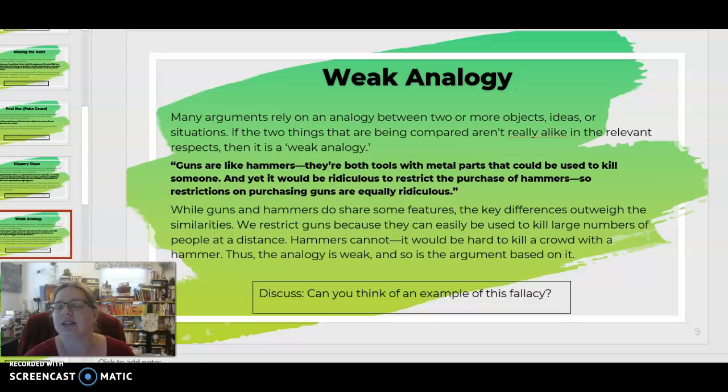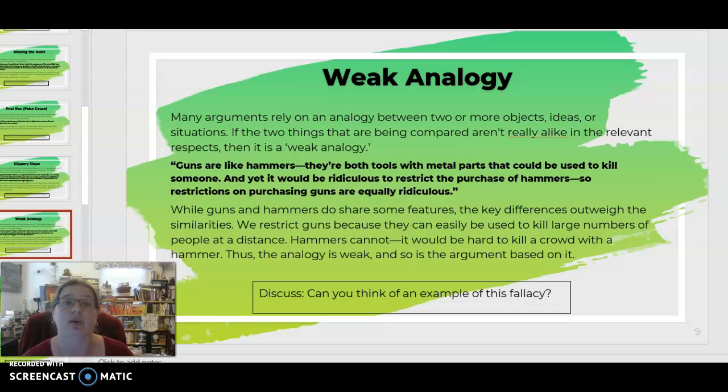A weak analogy fallacy is essentially when you're making a comparison between two things, but you're highlighting features that are not the most important features. So in this example, the arguer is comparing guns to hammers and saying it's just a tool made out of metal. It's silly to put any kind of regulations on it. But the truth is that guns and hammers are different in many really important ways.